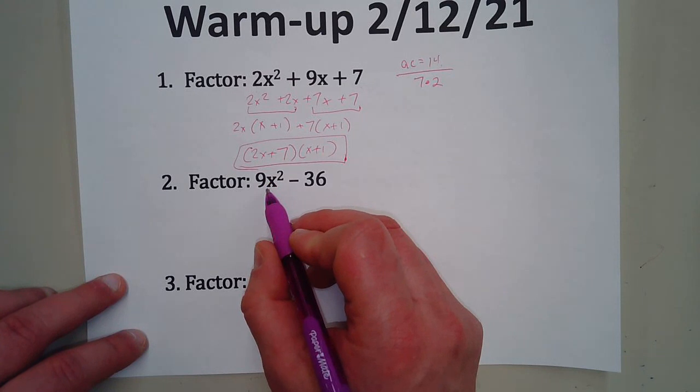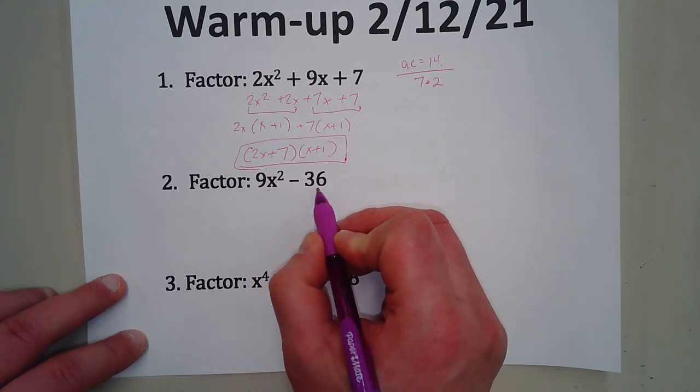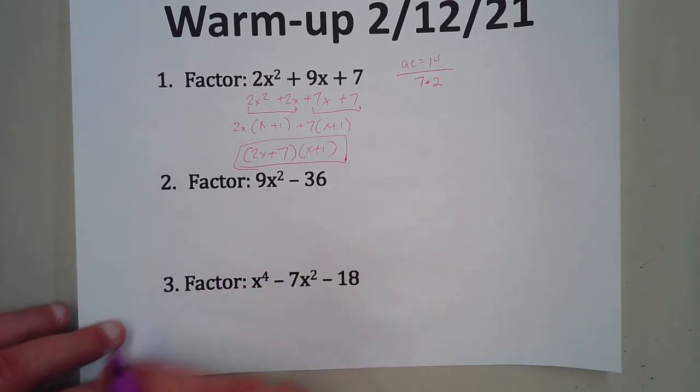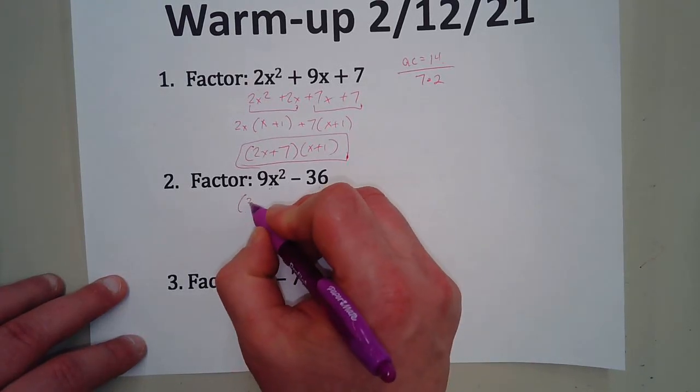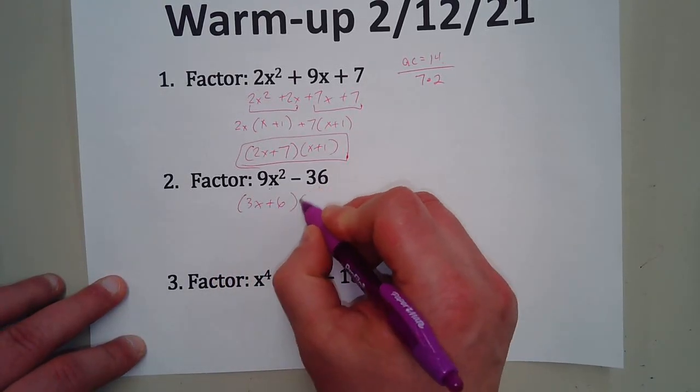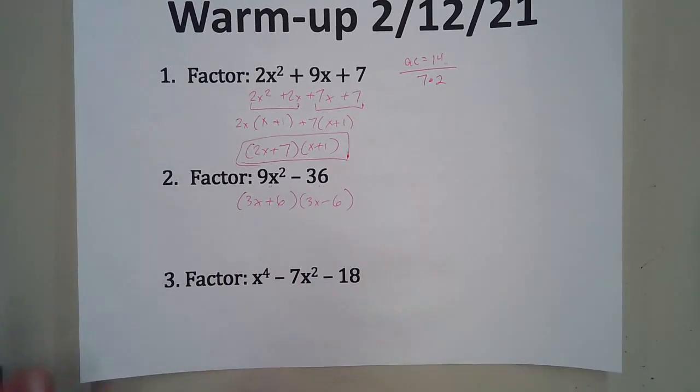Well, this would be 3x times 3x. What would I multiply together to get this? 6 times negative 6. Those are going to be our factor pairs. So we're going to have 3x plus the 6 and 3x minus the 6. And that's it. Don't do weird stuff here.